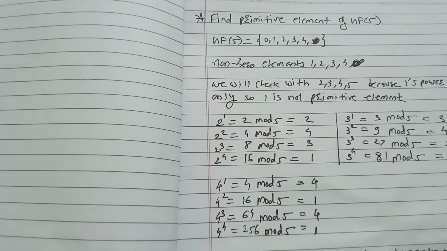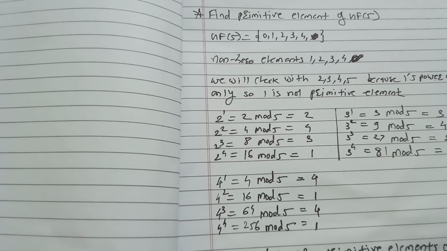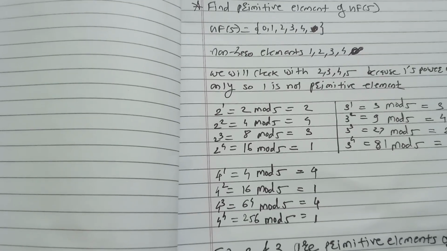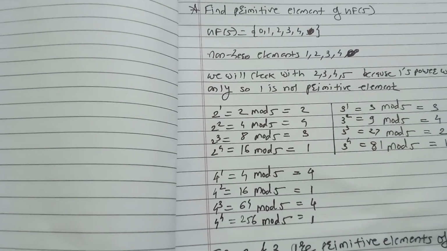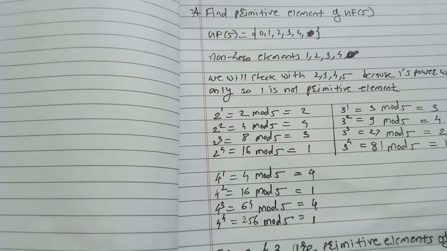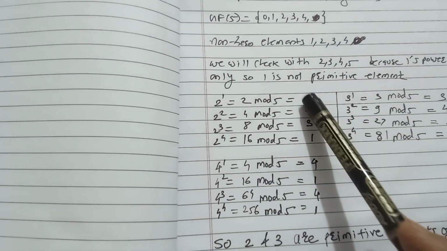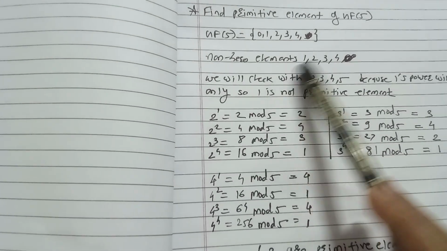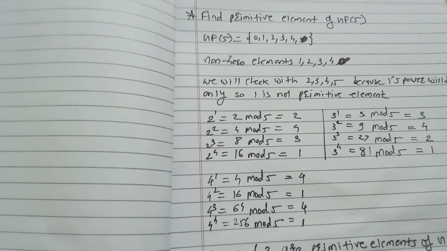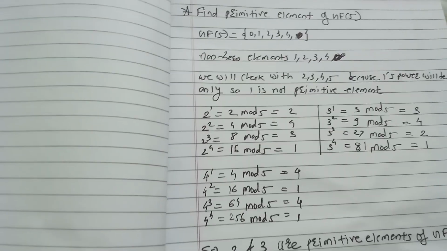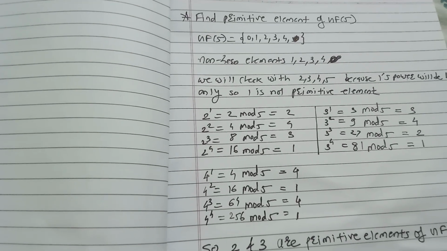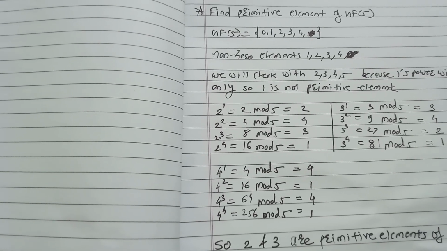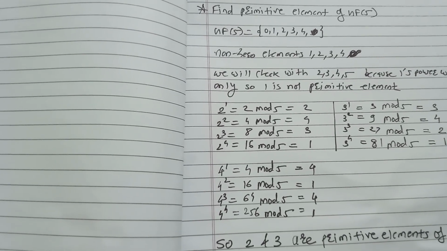So this is it for the primitive element of Galois field 5. So the primitive element is one whose powers represent all the elements of the field. So 2's powers represent all the elements of field 5 and 3's powers represent all the non-zero elements of Galois field 5. So primitive element is a non-zero element and its powers represent non-zero elements only. So this is it for the primitive element of Galois field 5.